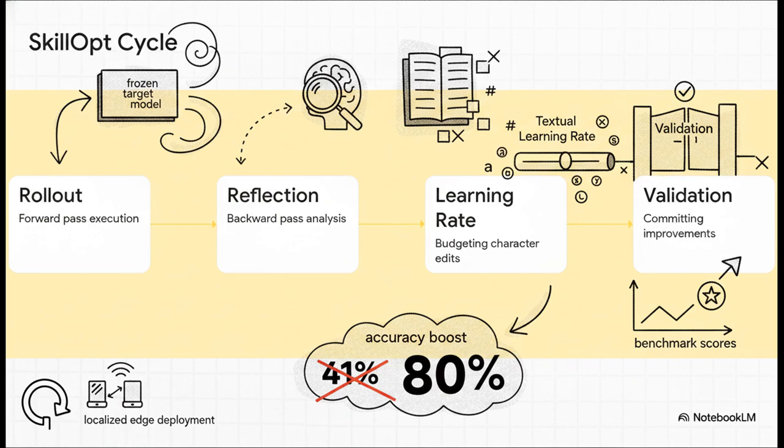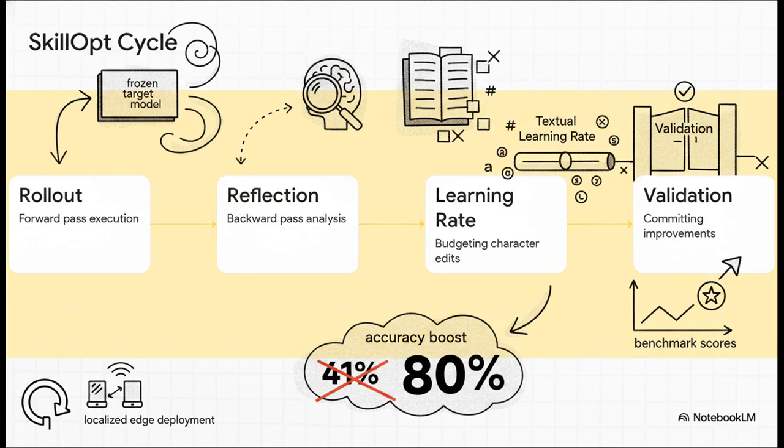Let's step through and see how this builds into true system optimization with Microsoft's SkillOpt framework. We're officially moving away from trial-and-error prompt engineering and getting into pure algorithmic text space optimization. Here's the cycle. A frozen target model does a rollout. Then, a more capable optimizer analyzes the trajectory in a reflection step and proposes edits to the markdown skill file. Next, a textual learning rate bounds exactly how many characters can be changed, so the file doesn't get destroyed. And finally, validation gating ensures those edits only commit if they actually boost benchmark scores.